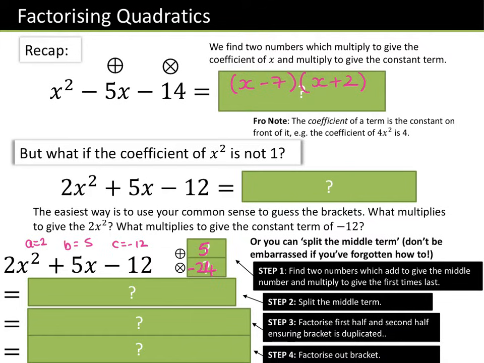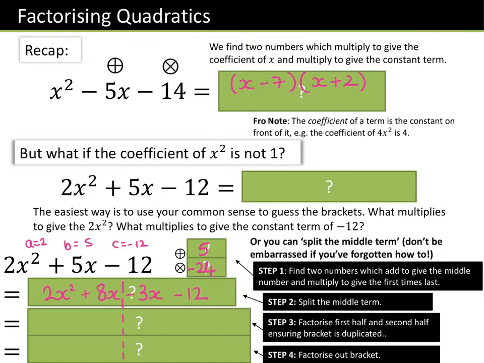So I'm going to split this up, 2x squared, and instead of writing 5x, I'm going to write plus 8x minus 3x minus 12. Because here, 8x minus 3x gives us 5x. So we've just written it a different way. It still means exactly the same thing. So now I'm going to factorise. I'm going to imagine I put a line down here, and I'm just going to concentrate on the left-hand side.